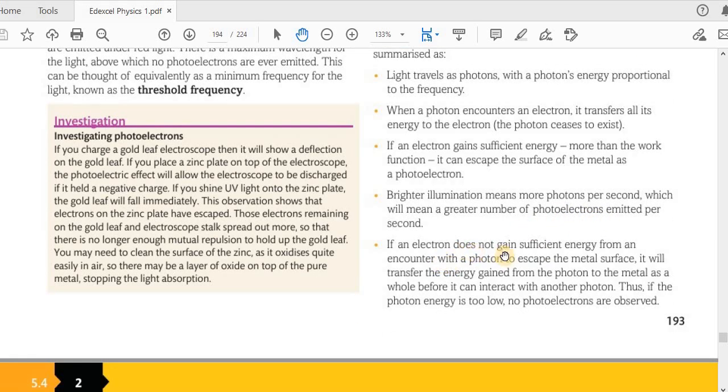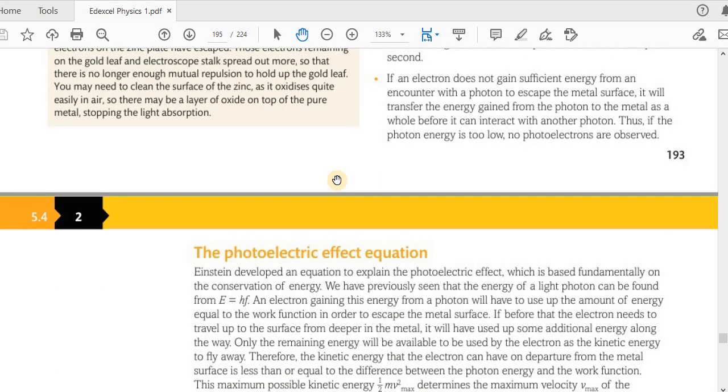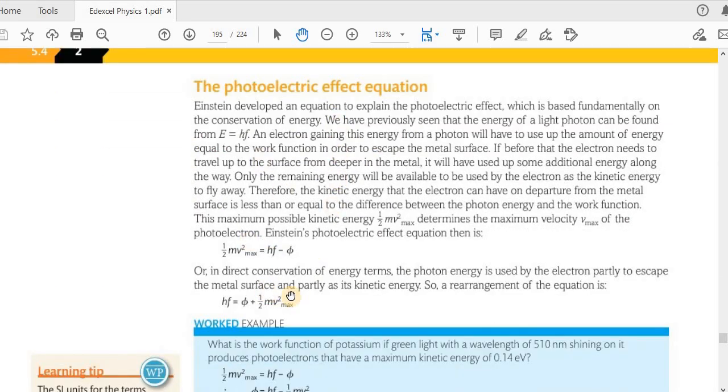If an electron does not gain sufficient energy from an encounter with a photon to escape the metal surface, it will transfer the energy gained from the photon to the metal as a whole before it can interact with another photon. Thus, if the photon energy is low, no photoelectrons are observed. So next page, and here I have already explained this.